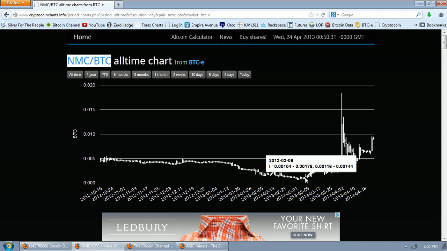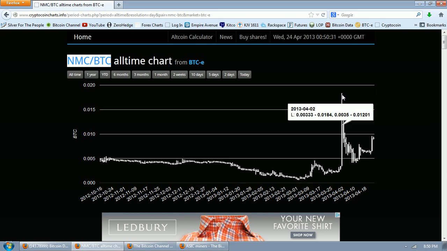Some of these people who got in here, you can see there are people who got in here all the way down at 0.0008, and you can see it traded as high as 0.003. So I don't know, you do the math. Some big, big moves in these altcoins.